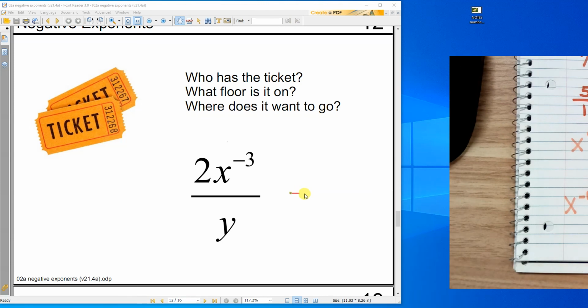I draw the 2-story building. The 2 does not have a ticket, stays where it's at. The X has a ticket and goes to the bottom. The Y does not have a ticket, stays where it's at.